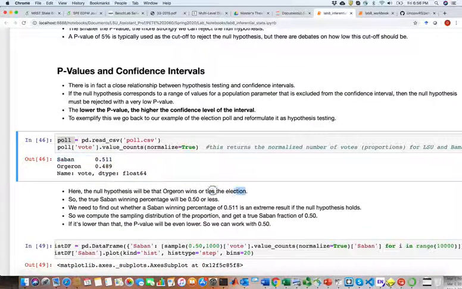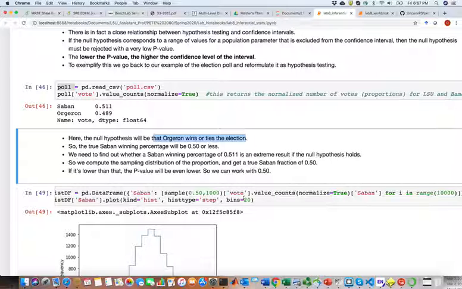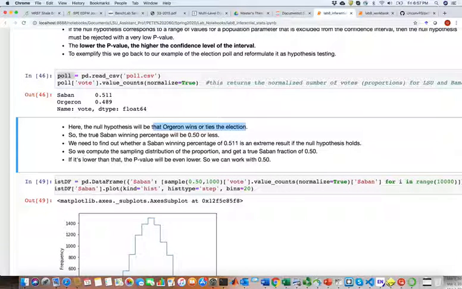And that's explained here. If he loses, then that means Ed Orgeron wins or ties the election. Another way to explain the same thing, that is the null hypothesis. And that will mean that the true Saban win percentage will be 50% or less, right? For him to tie, it will be 50%. For him to lose, his win percentage will be less.